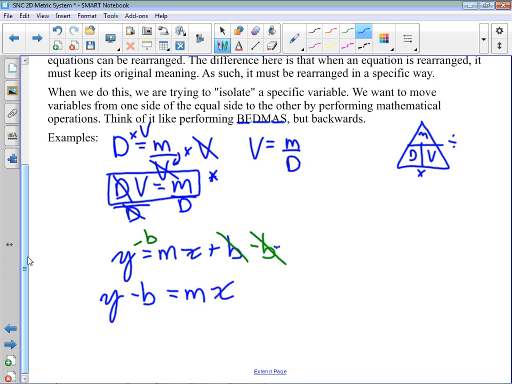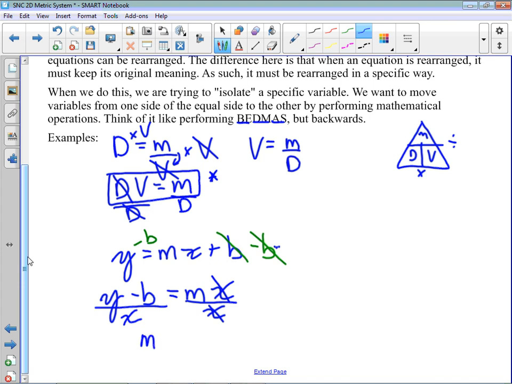Now that you have that, if I want to get m by itself, now I have to deal with x. There's no more addition and subtraction to do. I just need to deal with x, and right now x is being multiplied on this side, so I need to divide it, and I need to divide it on the other side as well. Very, very important that that line goes through the entire thing that's on the left-hand side. In this case, y minus b. So I have y minus b over x. The x's cancel out here. So what I'm left with is m.